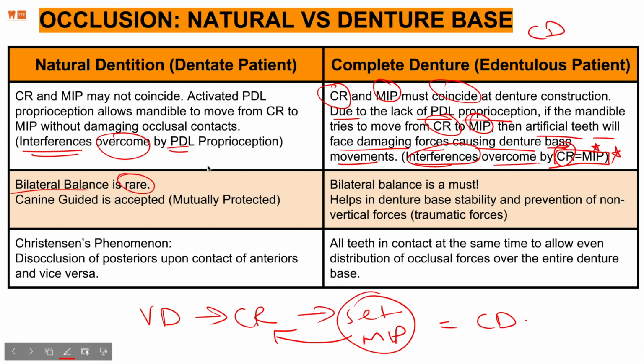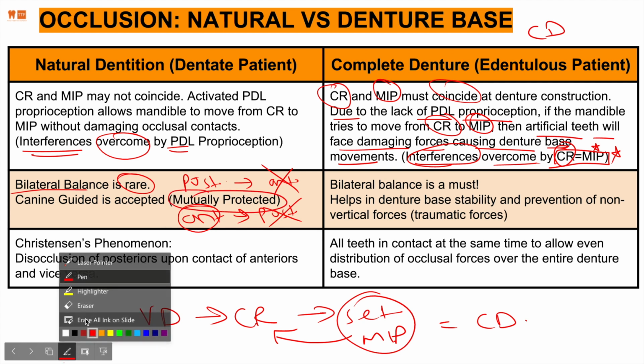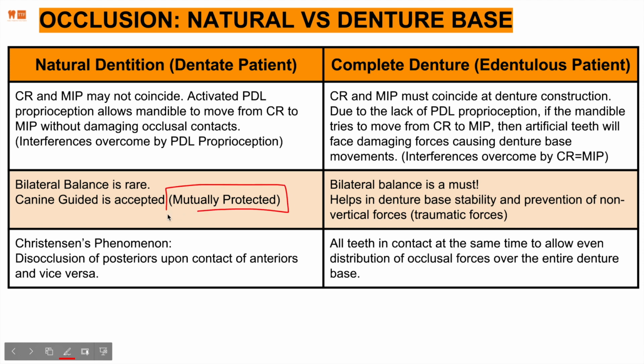Great. In natural dentition, bilateral balance is rarely achieved. This is because we can't have both our posteriors and anteriors touching together. Try it if we may. Try closing down your teeth at posteriors. You'll notice that the anteriors do not touch. But if you move your teeth ahead and protrude your mandible, have your anteriors touch, you'll notice that your posteriors will disocclude. So that is not bilateral balanced occlusion. It is actually called mutually protected occlusion. Our natural teeth are generally guiding us to mutually protected or canine guided.